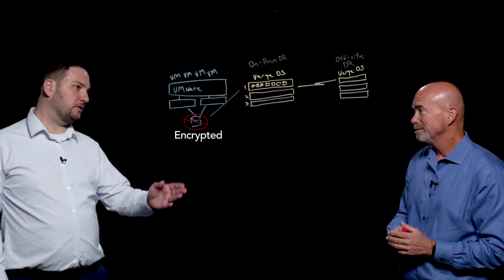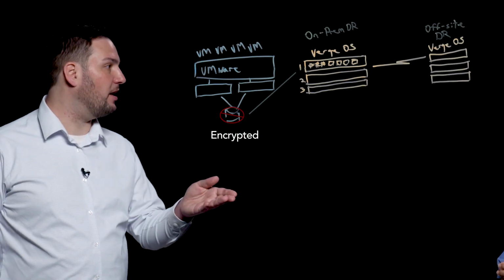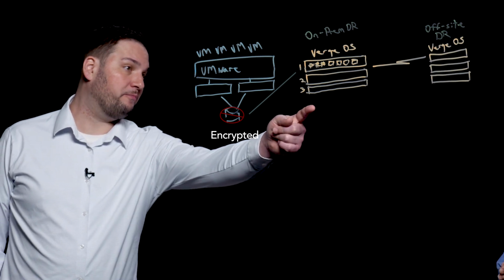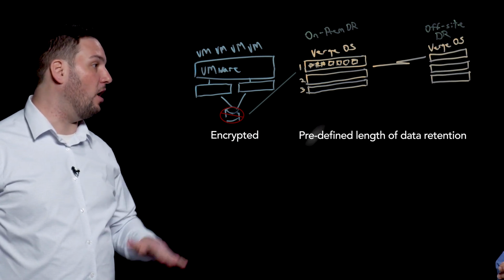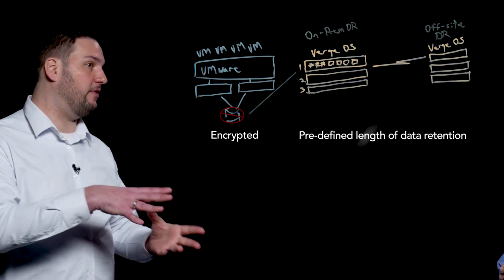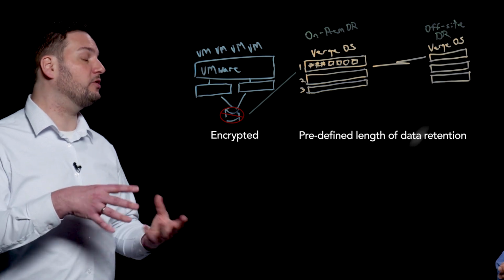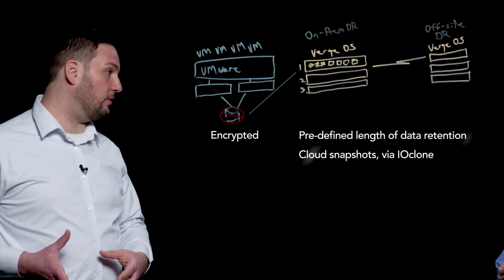So by setting up your snapshot policy and what you're backing up, you would have predefined how long you want to hold on to all of this data. That's just at the VMware backup service level. We also have another layer of protection, which is our cloud snapshots.